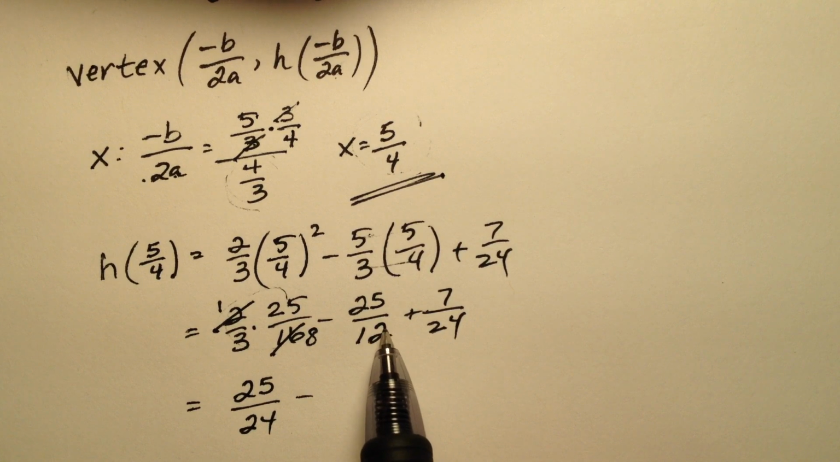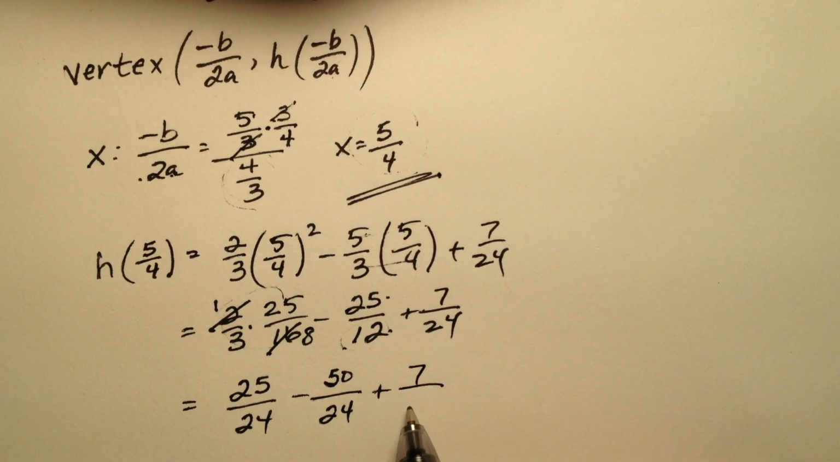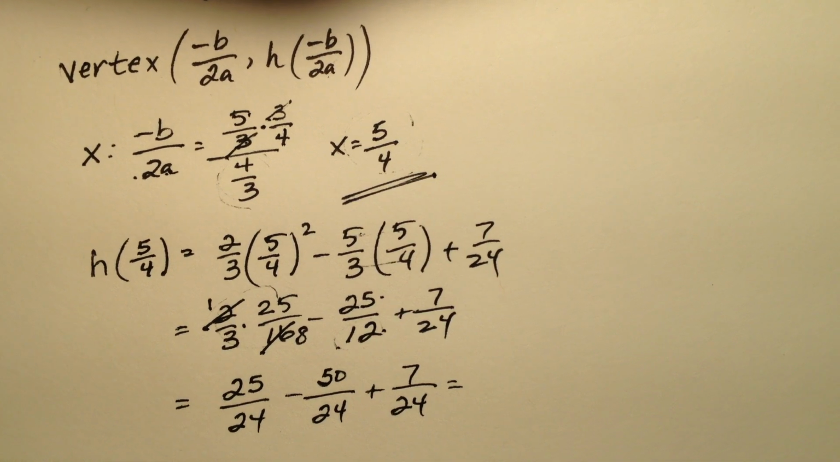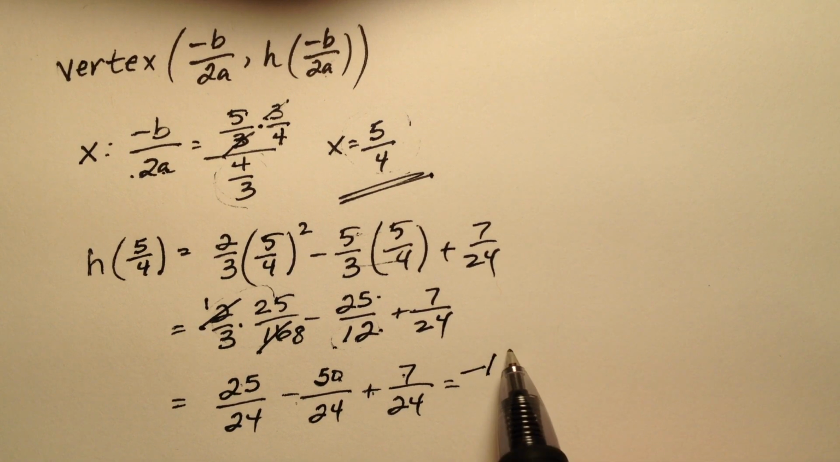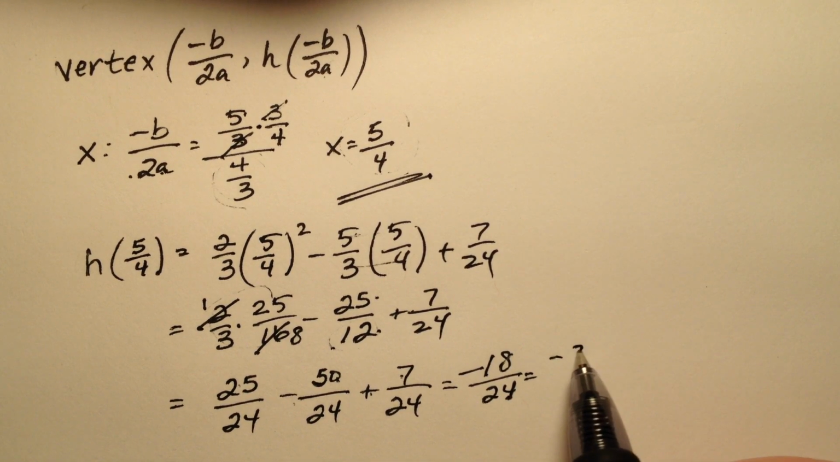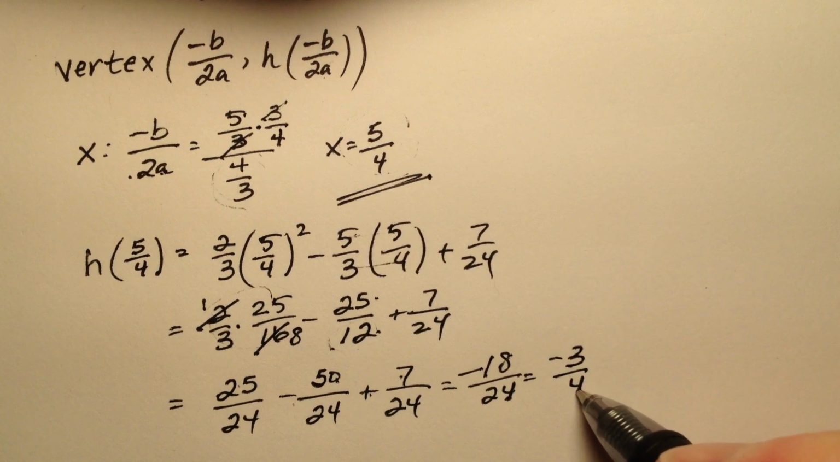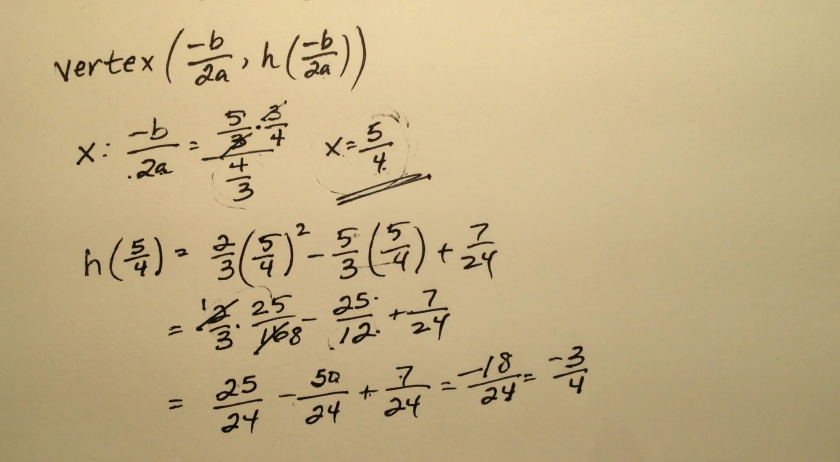minus, let's go ahead and get these common denominators here of 24. So I'm going to multiply the top and bottom by 2. So minus 50 over 24 plus 7 over 24. Not so bad. So 25 minus 50 is negative 25, and negative 25 plus 7 is negative 18 over 24, which is pretty nice because that can reduce to negative 3/4. So my x-coordinate of my vertex was 5/4. It looks like when I plug that in, my y value that I get for its output is negative 3/4.